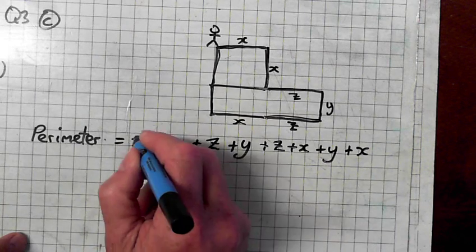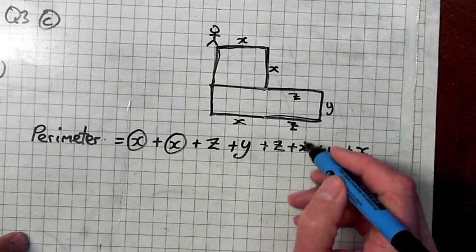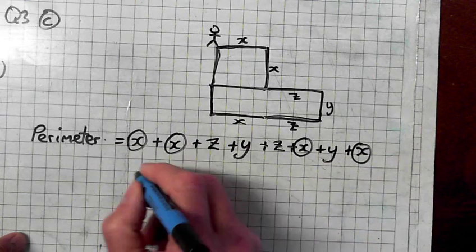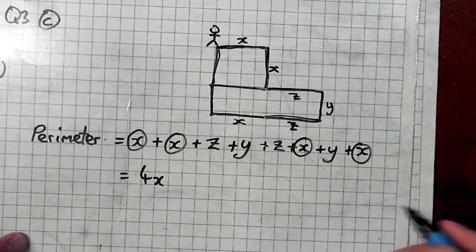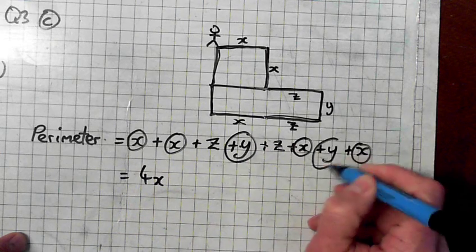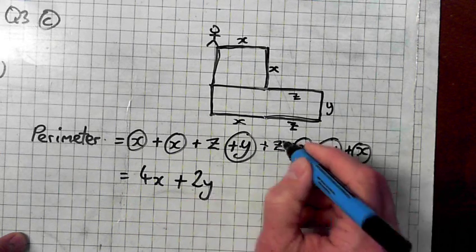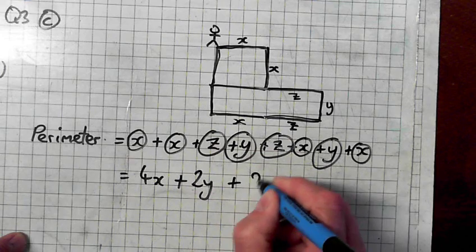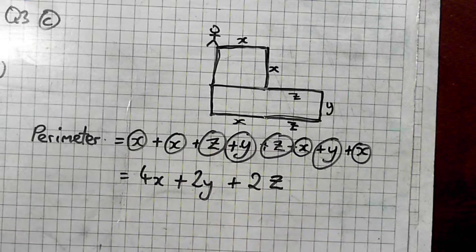So now we just add up the x's. How many x's do we have? 4 x's. The perimeter is equal to 4x. How many y's? 2 y's. Plus 2y. 2 z's, plus 2z. So that's that. That's it. Okay, now part 2.